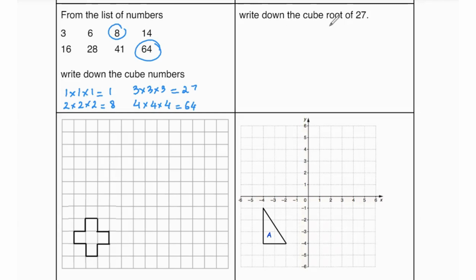Then it says write down the cube root of 27. So now we're going backwards. In the first part, we were finding the cube number. Now we're finding the number which, when multiplied by itself three times, gives us the cube number. So as we did over here, 3 times 3 times 3 is 27. So the cube root of 27 is 3. That's your answer.